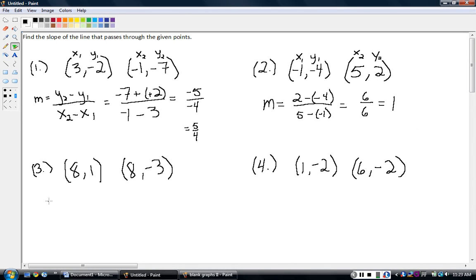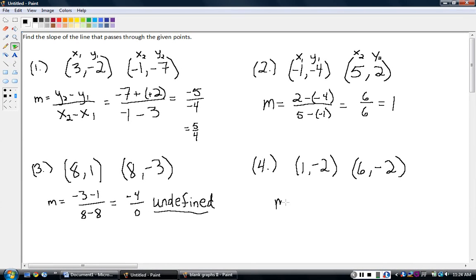Slope is equal to y2 minus y1, so that's negative 3 minus 1, over x2 minus x1, that's 8 minus 8. So in this example, I get negative 4 over 0. If you remember, that showed up when we did the graph. 0 in the bottom, you remember what that is? Anytime I get 0 in the bottom, it's undefined. That's something you just want to memorize. Can't divide by 0, so we call that undefined.